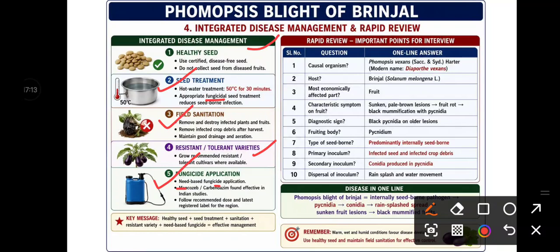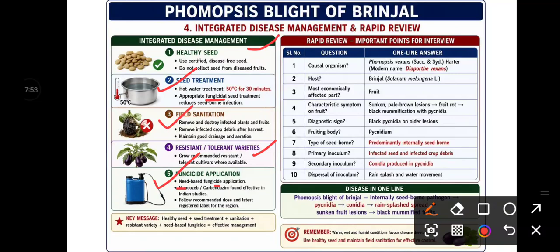Whenever in any interview they ask about the management, first tell that this is an internally seed-borne disease. So our main focus should be on management of the seed-borne infection, which can be managed by using healthy, disease-free certified seed, or by using resistant cultivars, or by seed treatment like hot water treatment or fungicide treatment. Then for the management of crop debris, we can do field sanitation. Then some important quick one-line questions.